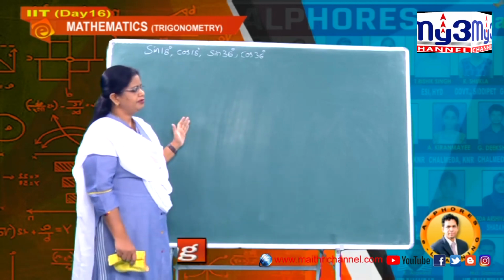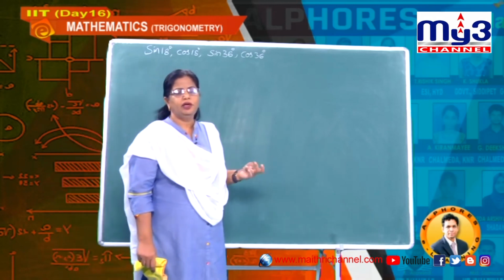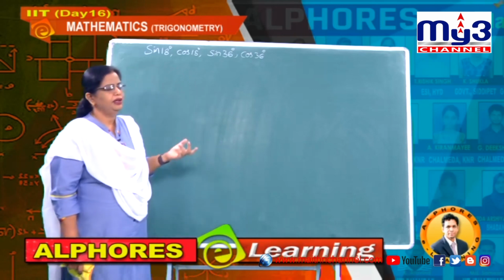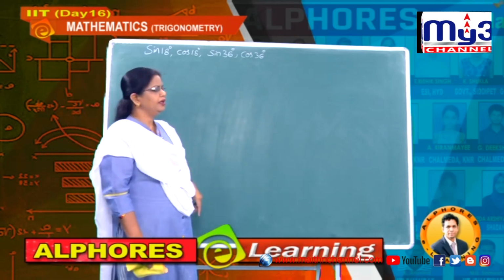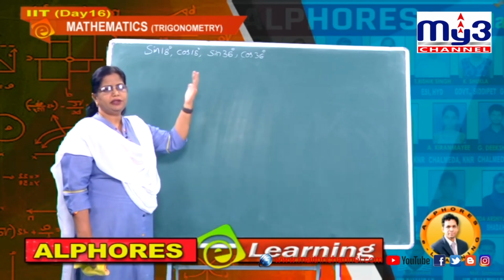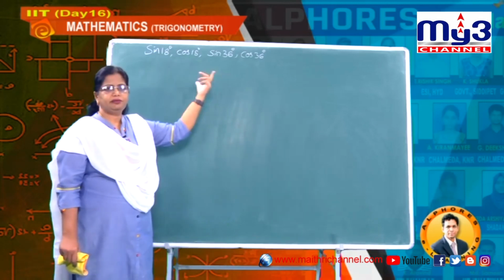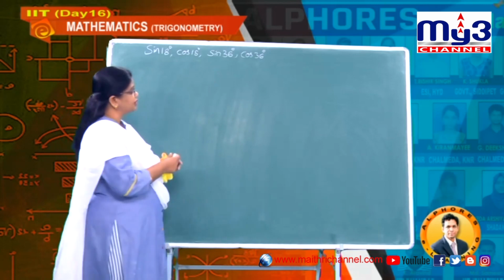Just as we have used the values of sin 0, sin 30 degrees, sin 45 degrees earlier, in the same way we have to make use of these results in further mathematics. So let us prove them one by one. If we prove one result directly, the others are nothing but deductions of the first result, okay students. Let us start with sin 18 degrees.